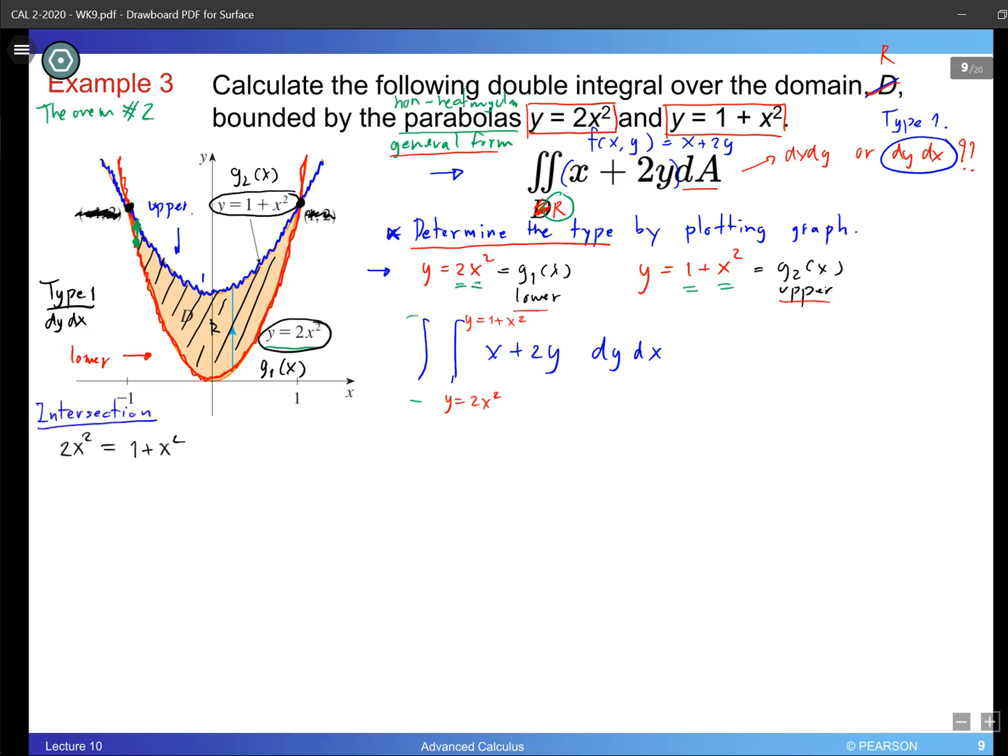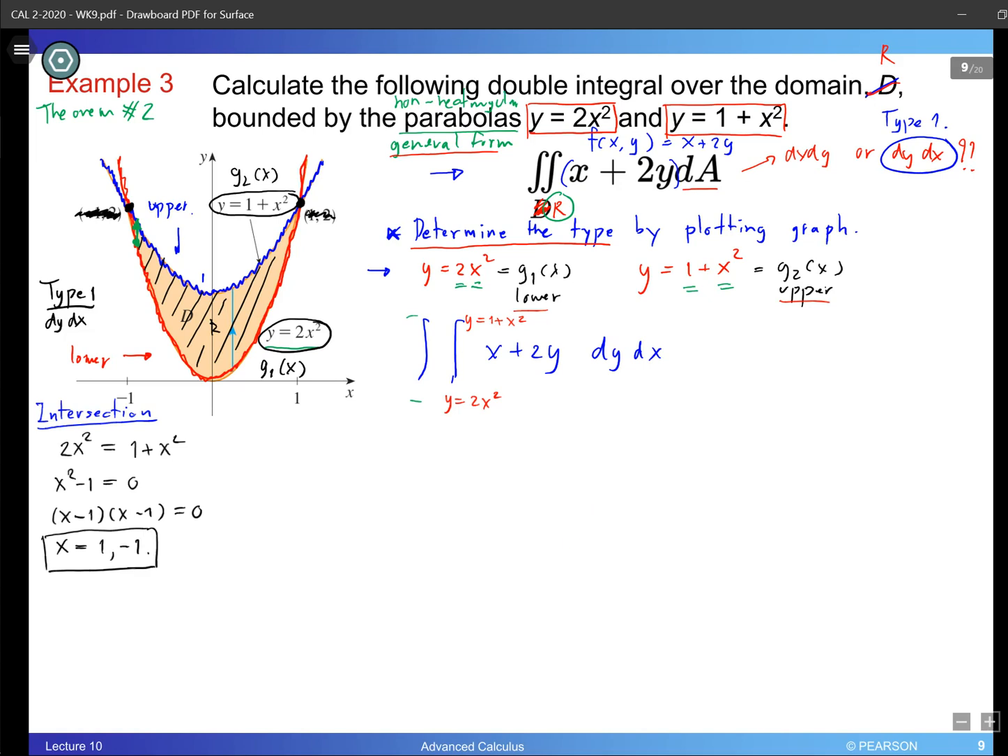Okay. Now, let's work on this equation. It's going to be x squared minus 1 equal to 0. So we have (x minus 1)(x plus 1) equal to 0. And in the end, we know that this is true when x equal to 1 and minus 1. And there you go. We have the range for this x variable.